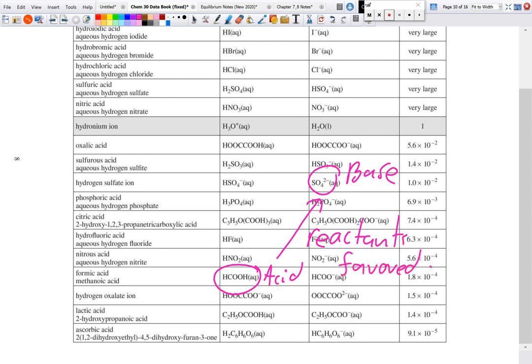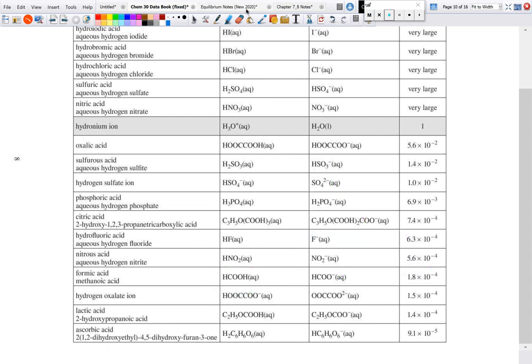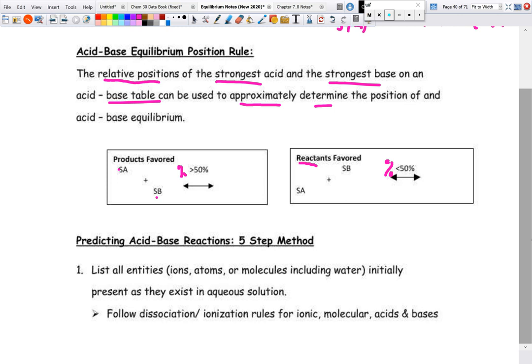So at the end, this is kind of predicting the spontaneity in our electrochemistry, but we will need to use the tools that we have in our data booklet to figure out if reactants are favored or products are favored for our equilibrium reactions.